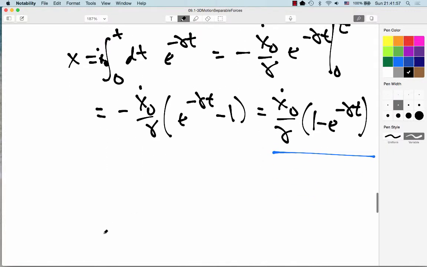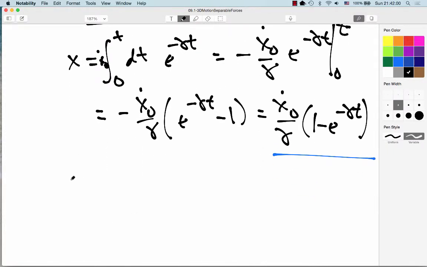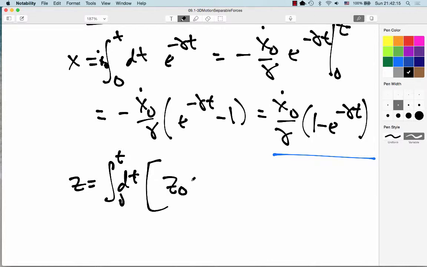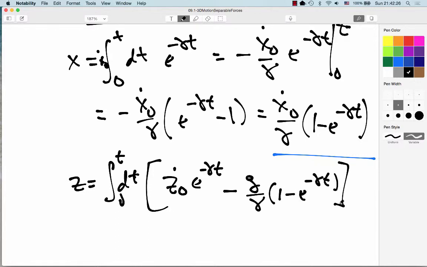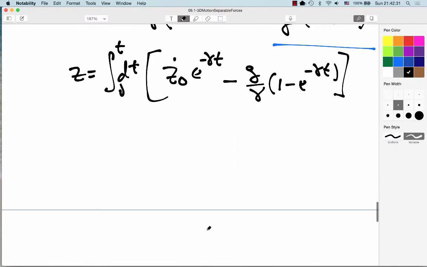Now let's go ahead and integrate the y, or sorry, integrate the z. So z will equal, again here we can pull out, we're going to be integrating dt from 0 to t. Here we have z naught dot e to the minus gamma t minus g over gamma times 1 minus e to the minus gamma t. All right, so this is actually going to turn into 3 integrals dt. So let's do them in turn.